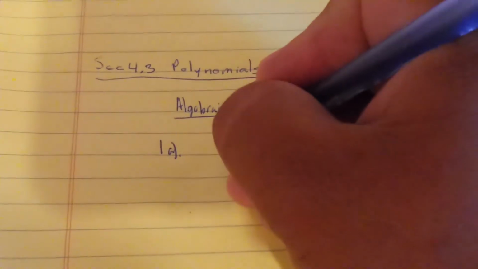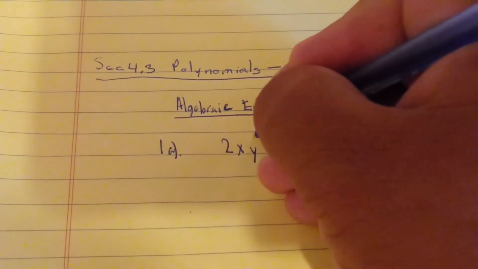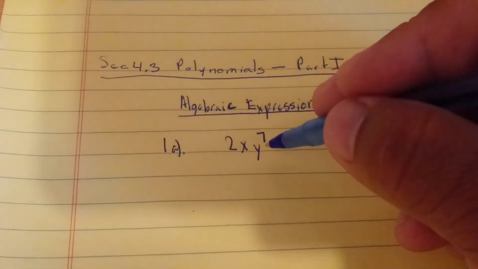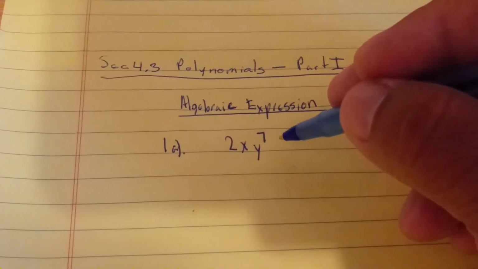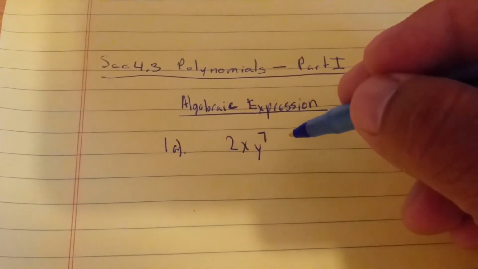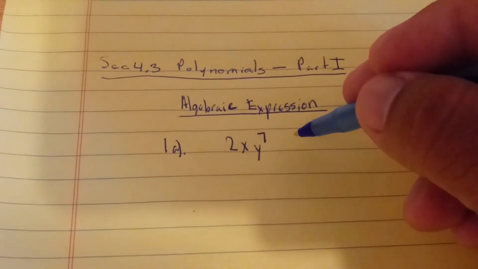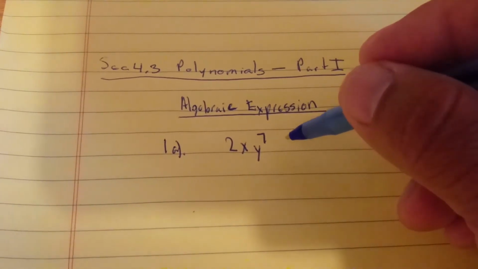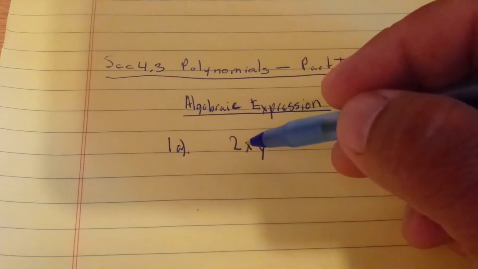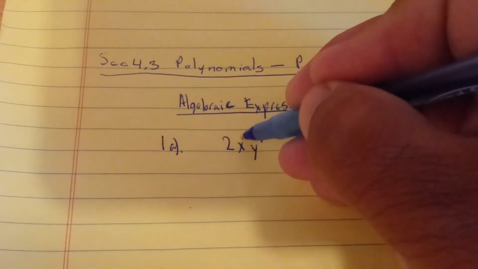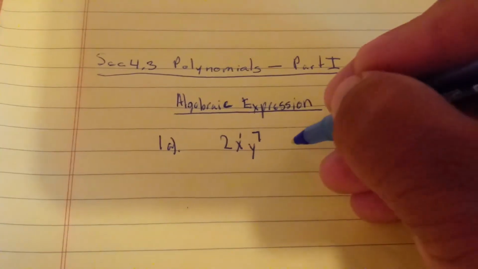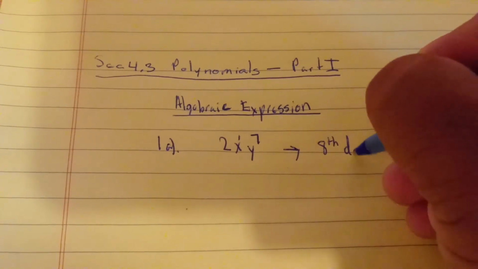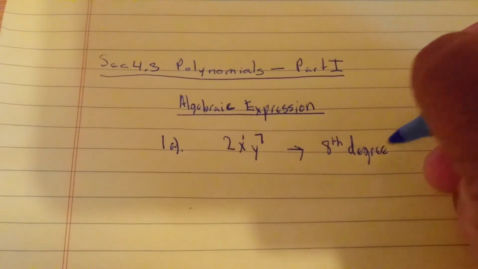1a, you have the expression 2x y to the 7th. Now in this particular case, we don't know what x is, we don't know what y is. They don't want you to do that. What they want you to do here is just to state the degree of the polynomial and what type of polynomial you have. So in this example, you take a look at the powers that you have for the variables themselves. In this case, this is x to the first, and you have y to the 7th. So this is said to be to the 8th degree. So it's considered an 8th degree polynomial.